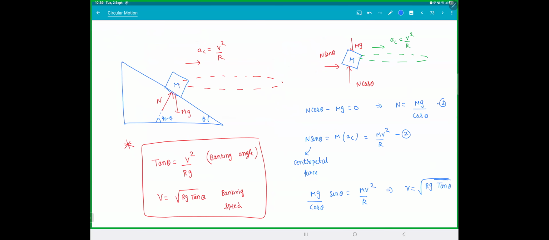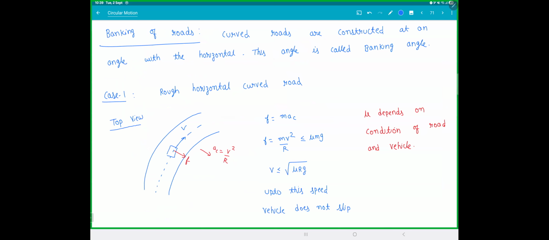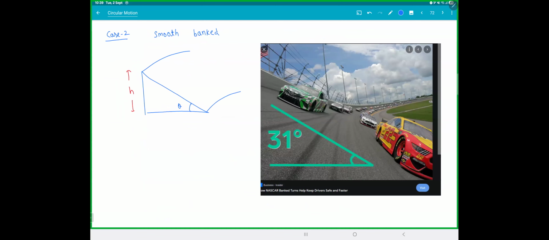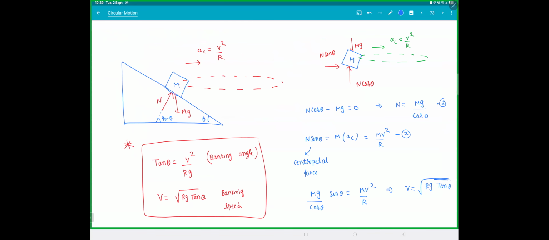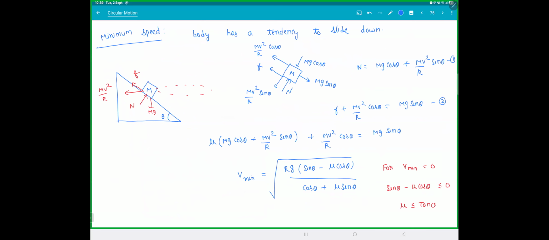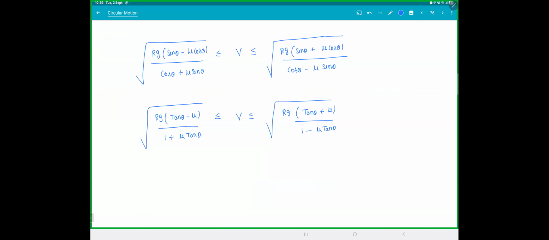Clear with the three cases? Case one, you have a rough horizontal curved road, no banking. What is the problem? You are completely dependent on friction. Case two, you have a smooth banked road. What is the advantage? Independent of the mass, independent of the friction, you are getting a certain speed. Case three, on top of this, you have friction also. Now if someone writes the speed limit is 40, in reality you can go 40 plus or minus 20 or 30 and you're still safe. So this gives you a range. Clear with this? This whole thing is called banking of roads, and this case 3 itself is a problem. Case 3 would be like a paragraph question directly.